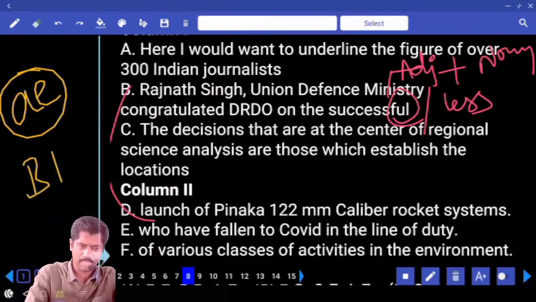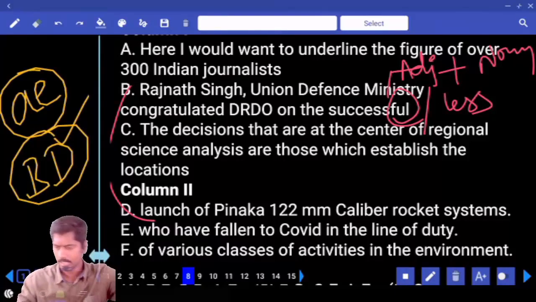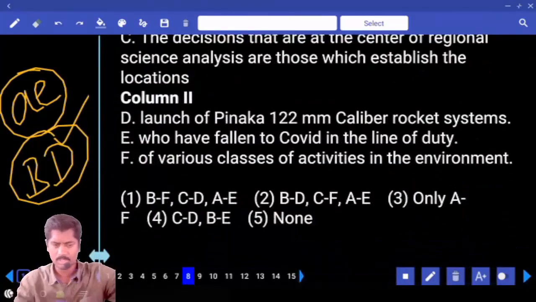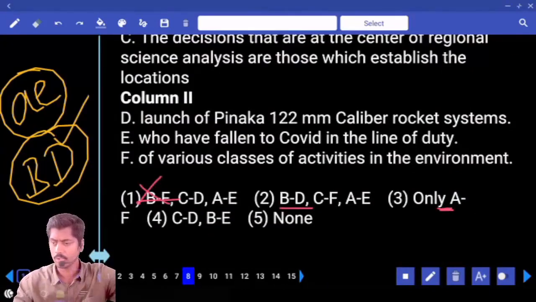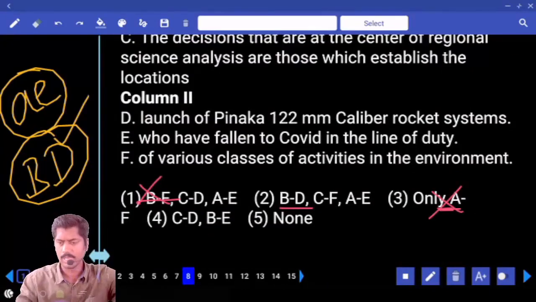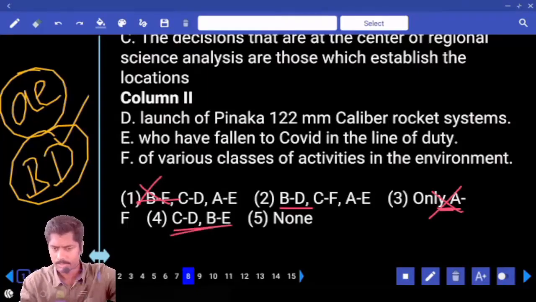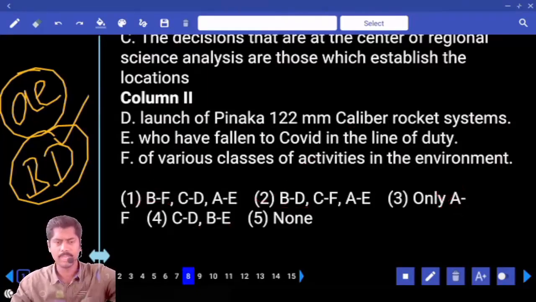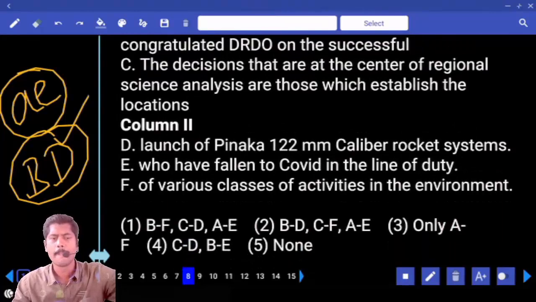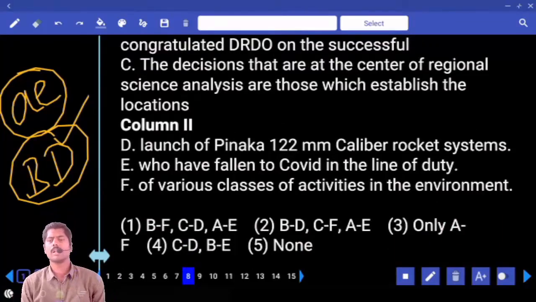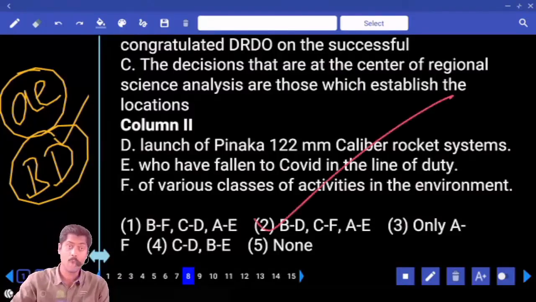BD, I can pair definitely. This is for sure. Check BD. BF, no. BD, yes. AF, not sure. CD, no. Answer? BD, CF, AE. Let me check CF once. The decisions that are at the center of regional analysis are those which establish the locations of various classes of activities. The locations of various classes. Okay, we can pair a second one.